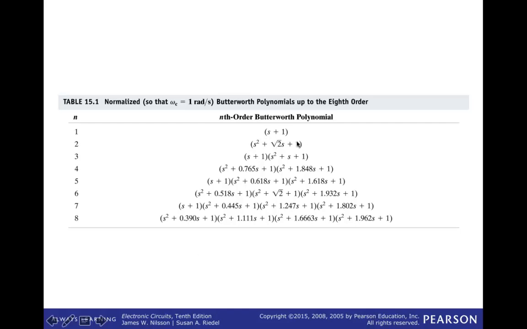The second thing to note is that the constant is always 1. The highest order in the polynomial always has a coefficient of 1. So the main coefficient that's changing is the center term. So that's the second thing to notice. And notice, even for my fourth order filter, I basically have 2 of these multiplied together, and the difference is in the term in the middle.